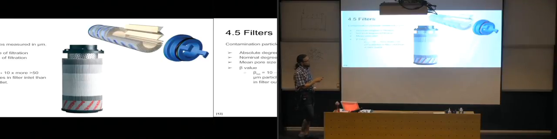So it's filtering away 10 times more of the particles. So if you do a sample of your fluid and you can count 100 particles that are larger than 50 micrometers, you should have 1,000 particles in the inlet, so it should be 10 times more there.